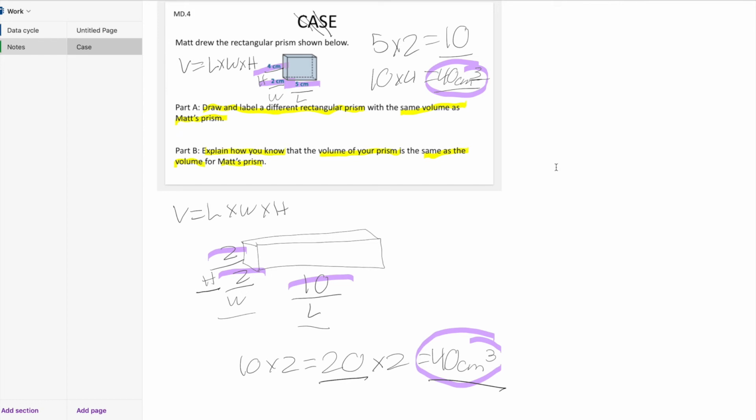So the last step in case is E, which means explain. That's pretty much what B is asking me to do. Explain how you know that the volume of your prism is the same as the volume for Matt's prism. The volume of Matt's prism was 40 centimeters cubed, and the volume of my prism was 40 centimeters cubed. So I know that the same number of cubes fits inside each of these prisms. I can cross off my E for explain. And that's how you do a case problem.